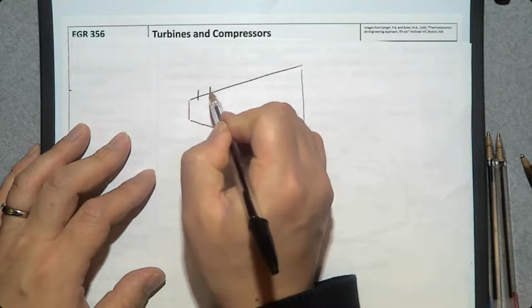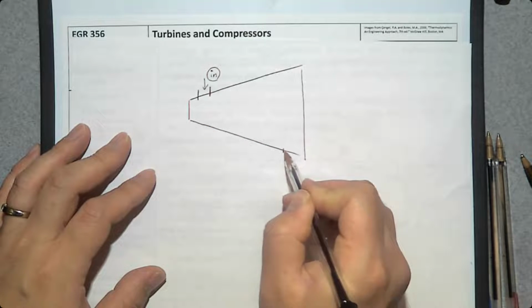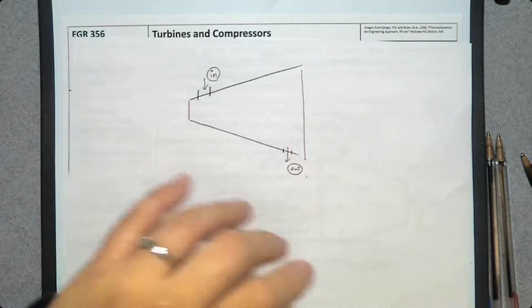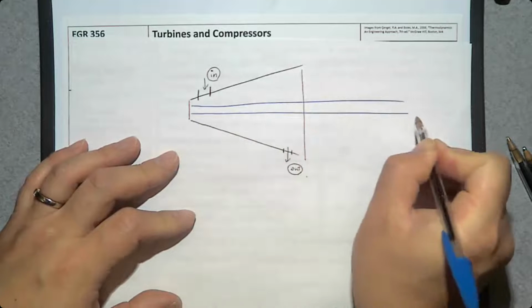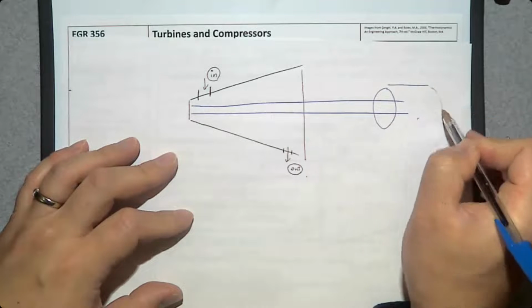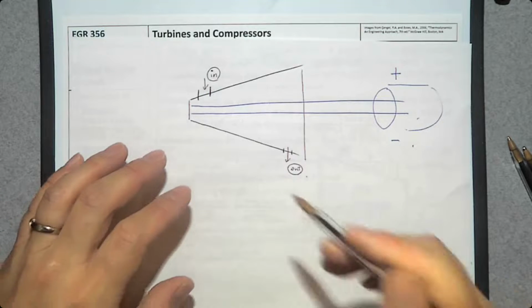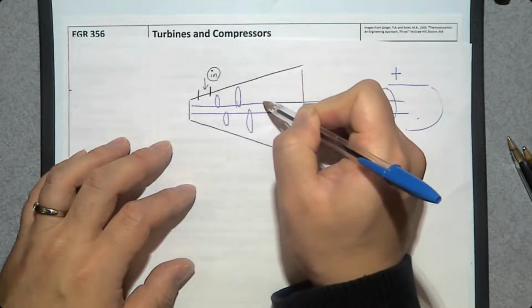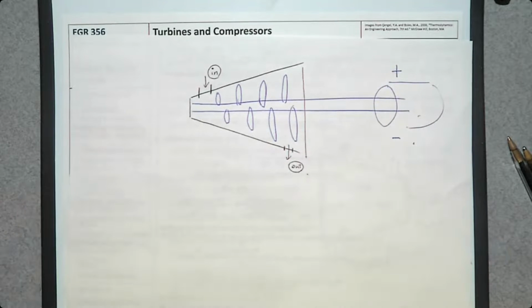And there's an inlet here. And there's an exit here. And there's a shaft that would be connected to generator. And this shaft has lots of blades, turbine blades. Not like that, you should see a lot of turbine blades.